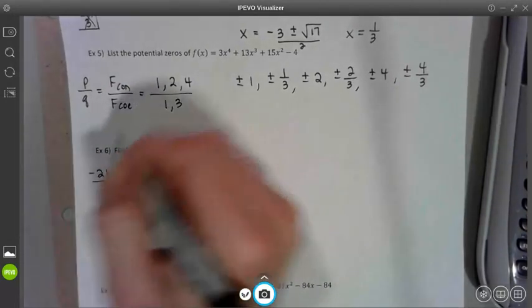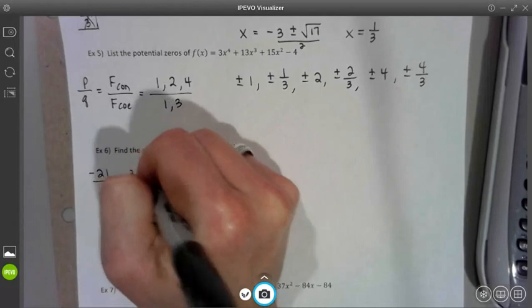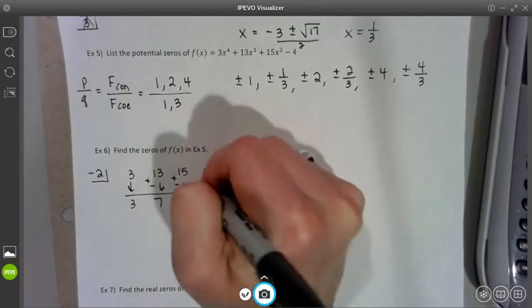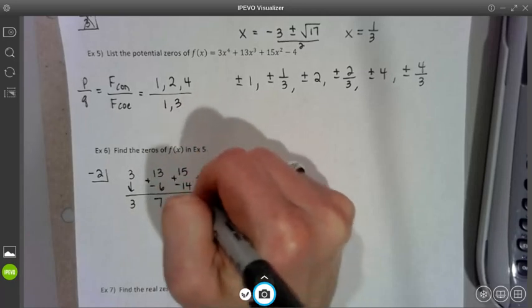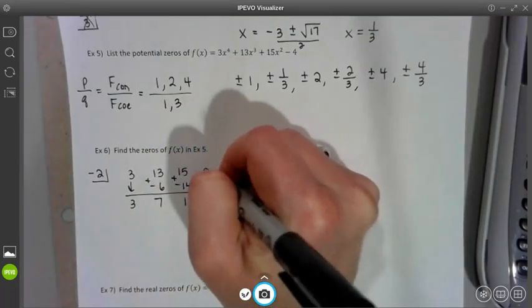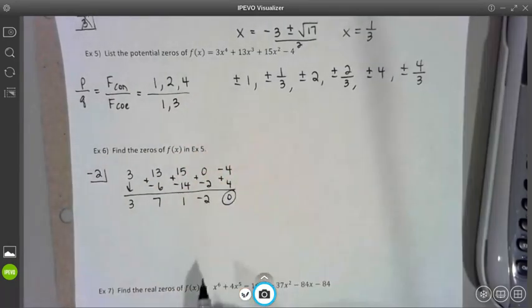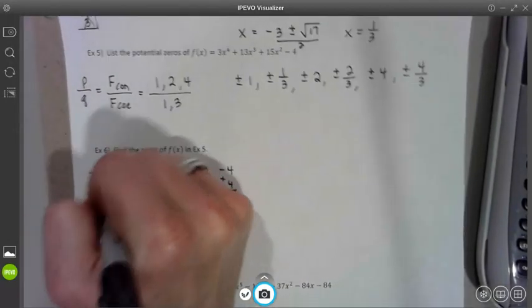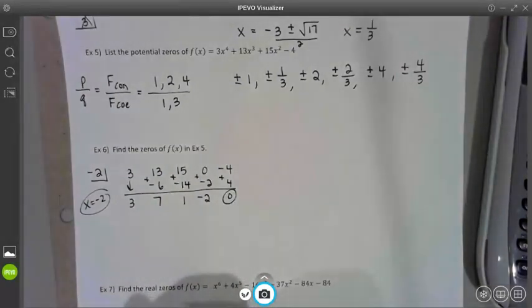Okay, so 3 times -2, 6. And it worked. So that means x equals -2 is definitely one of our zeros. It got us a remainder of 0. It's definitely a factor. It's definitely a 0.